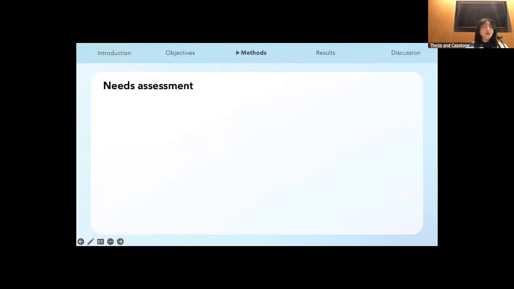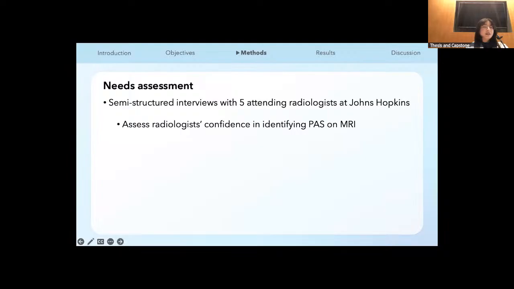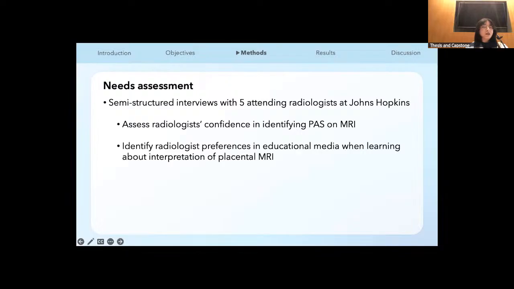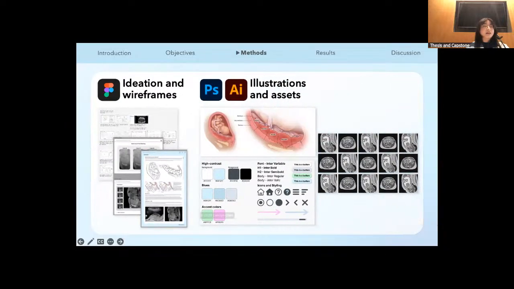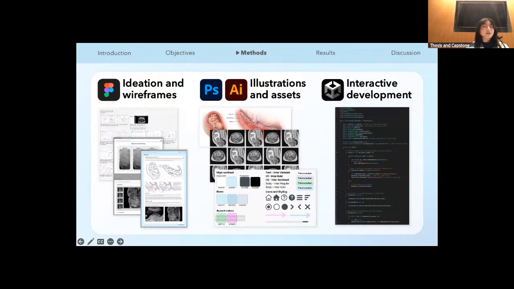So to better understand how radiologists prefer to learn, I conducted a needs assessment with 5 attending radiologists at Johns Hopkins. These took the form of semi-structured interviews with questions aiming to assess their confidence in identifying PAS on MRI, identify their preferences in educational media when learning about placental MRI, and explore perceived problem areas for identifying PAS on MRI. After that, I used Figma and FigJam to ideate and draw up some wireframes for the interactive. I finalized illustrations and assets in Adobe Photoshop and Illustrator, and the final interactive was developed in Unity.